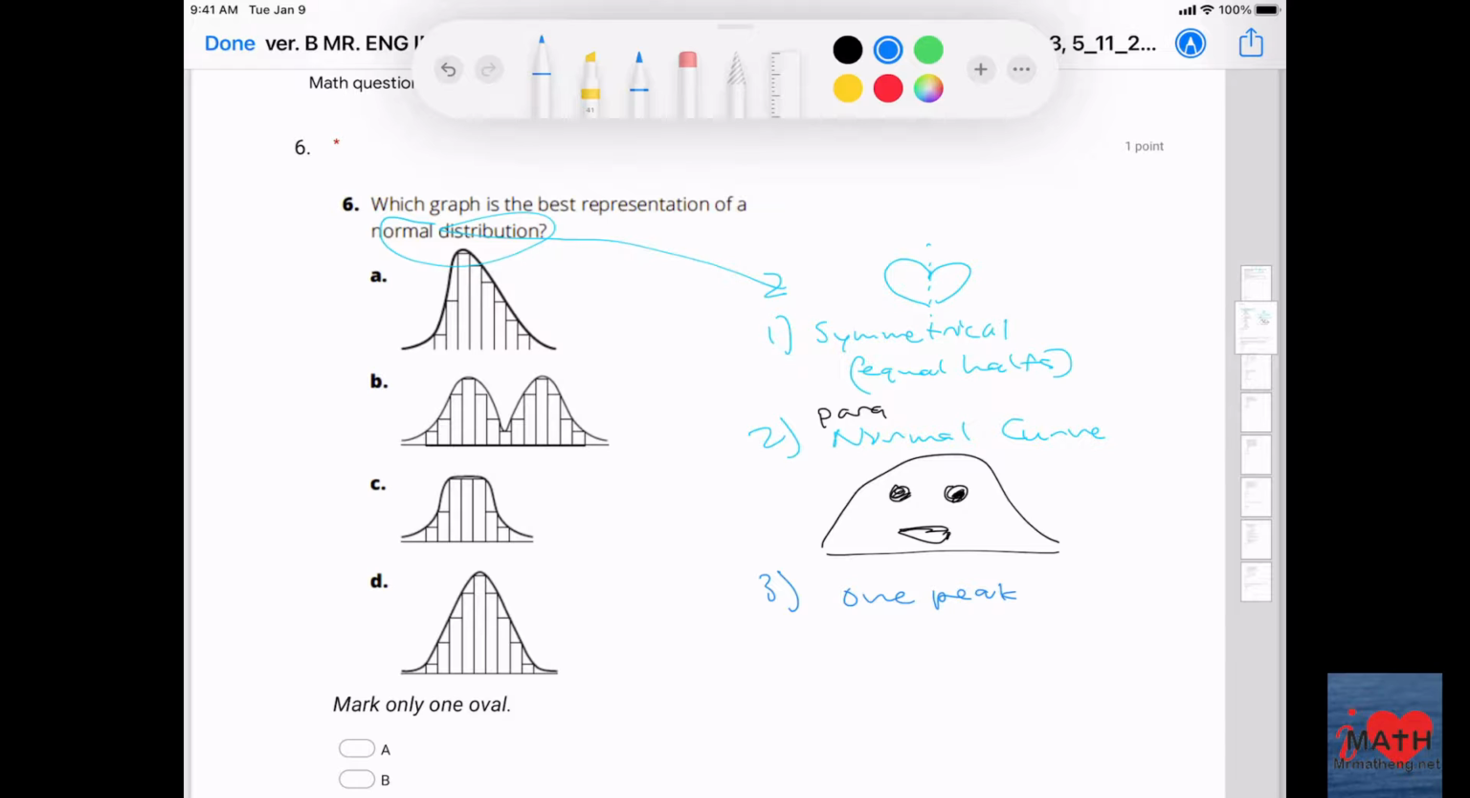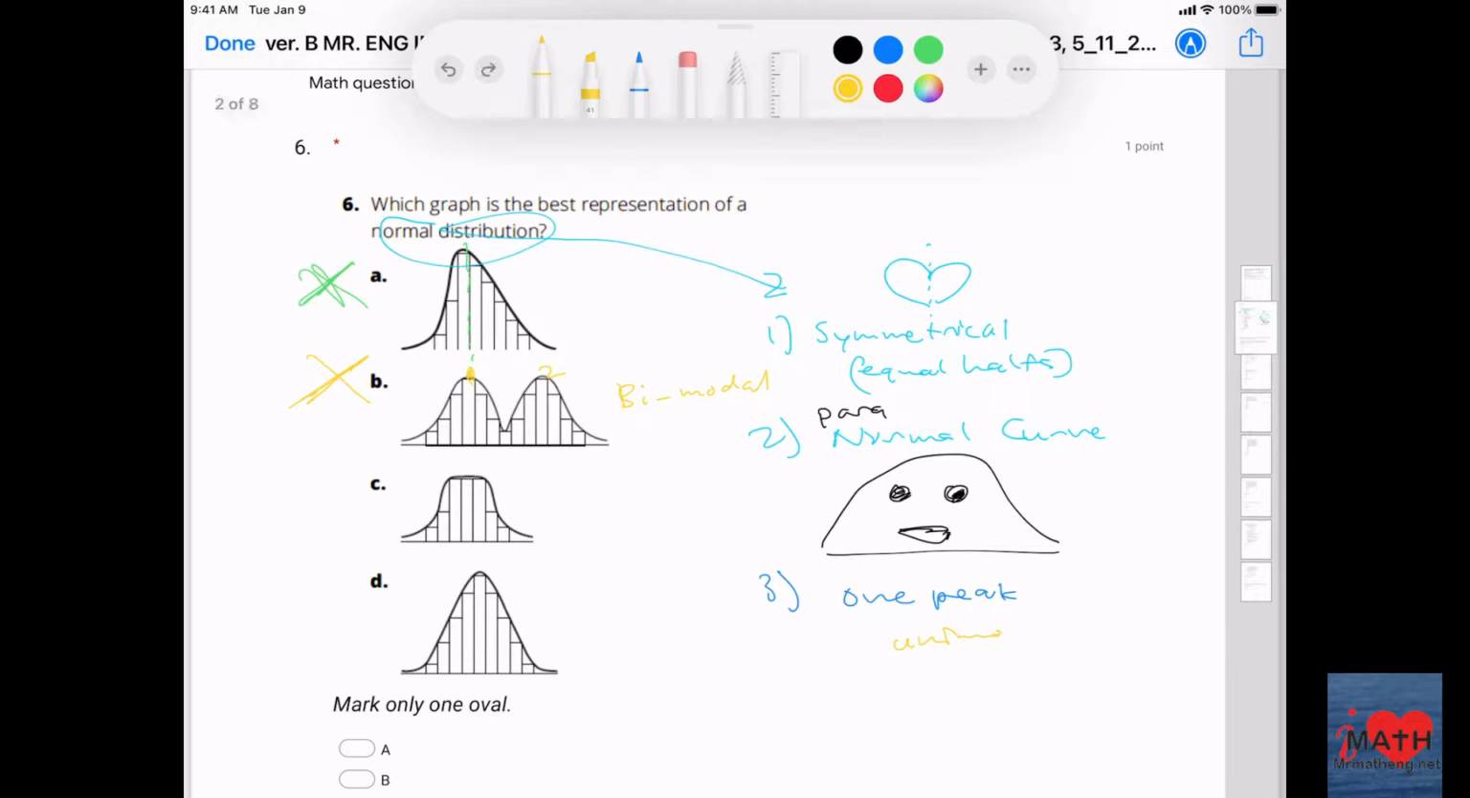Okay, 6A, this one has one peak, but this one you can't cut in half, right? It looks like a lot of the data is pushed to one side there. So not that one. B, this one has two peaks, 1, 2. So if you just had one of those, that would be fine, but you have two of them, so that one has two peaks. No. This one they call bimodal. Bi meaning two. So if you have one peak, unimodal.